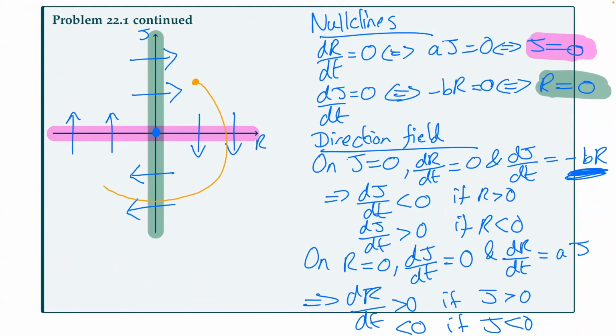I go around like this, and I keep going around like that forever. If I start in here, I go around like this. Okay, so what's the actual interpretation of this?